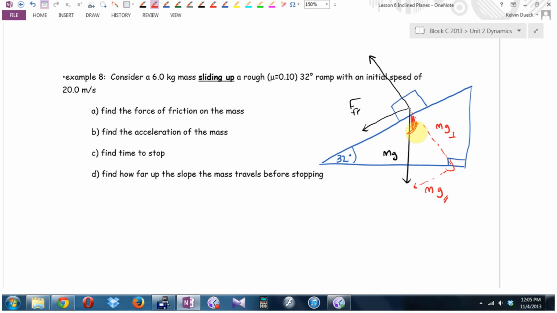Anyhow, Mike, what is A asking me to find? Friction is what times what? Mu times the normal force. I don't know the normal force. Oh, but look. I know another force the same size as the normal force. Which force is the same size as the normal force? And don't you dare say mg, because it ain't. So this is going to be mu times the perpendicular component of mg.